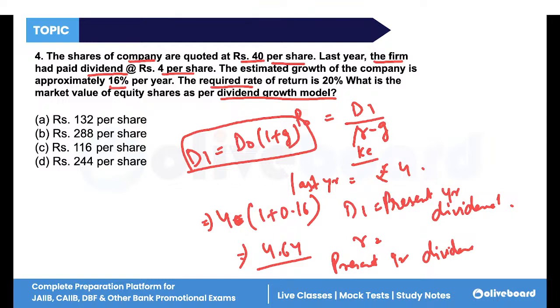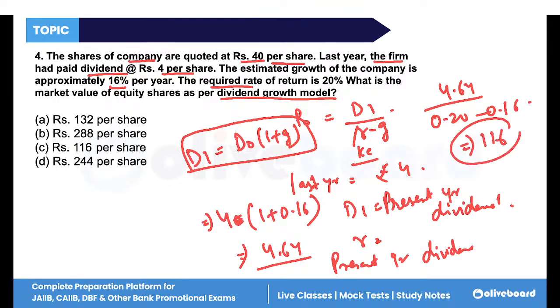Now, the present year dividend is 4.64. Put the values in this formula. 4.64 upon R, which is 0.20, minus 0.16. If you calculate, you will get 116 per share as the answer. Done.